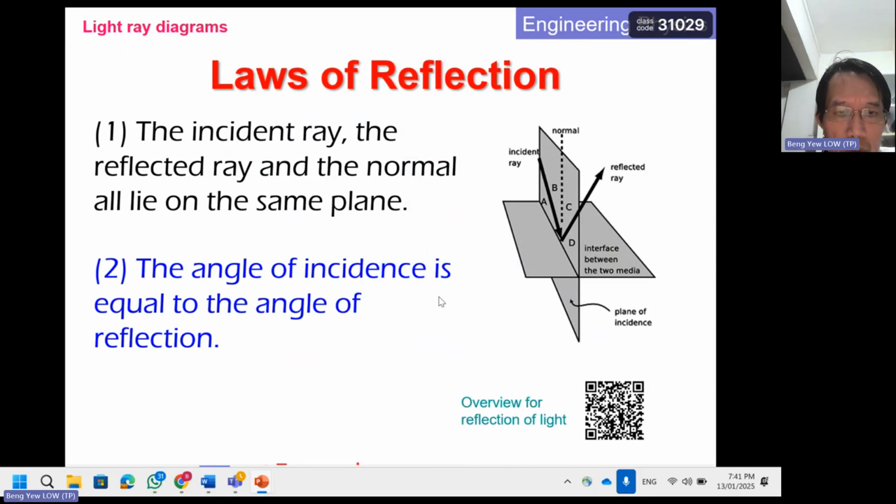Recall that there are two laws which govern reflection. Number 1, the incident ray, the reflected ray, and the normal all lie on the same plane. And number 2, the angle of incidence is equal to the angle of reflection. How are the laws of reflection embedded in the 3 steps that we use to draw the light ray diagrams of plane mirror images? Pause the video and think about the answer.